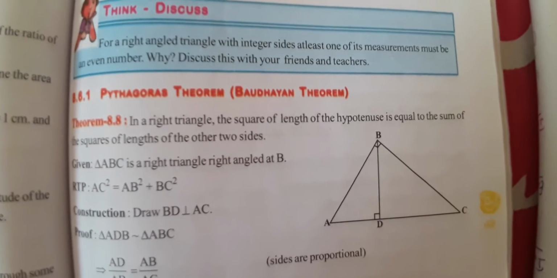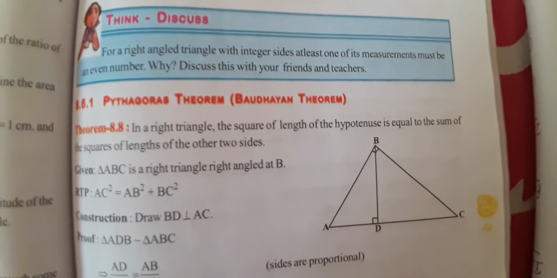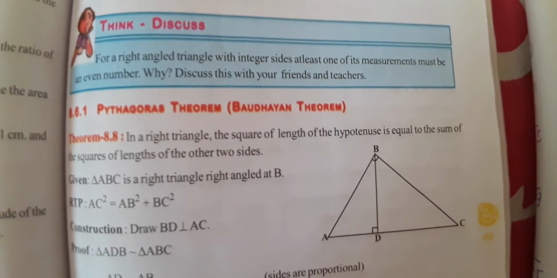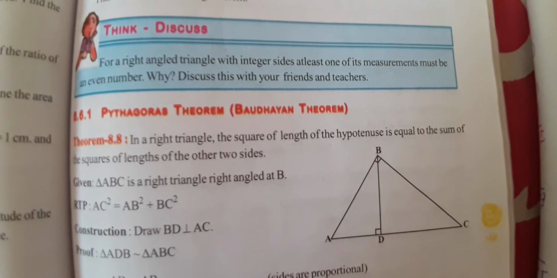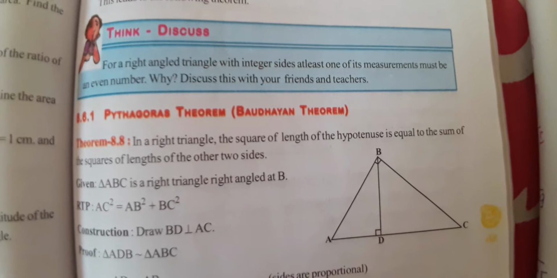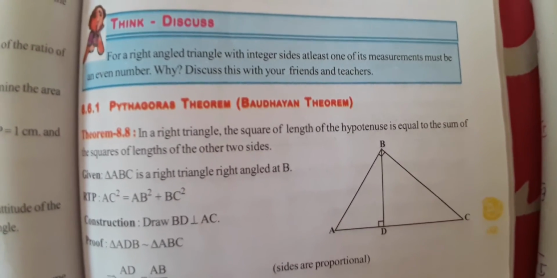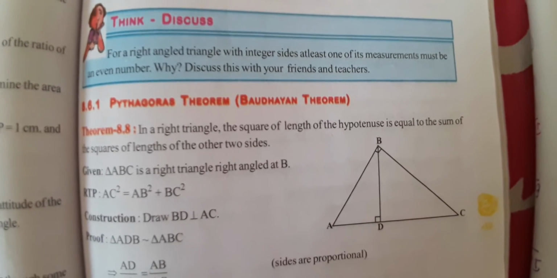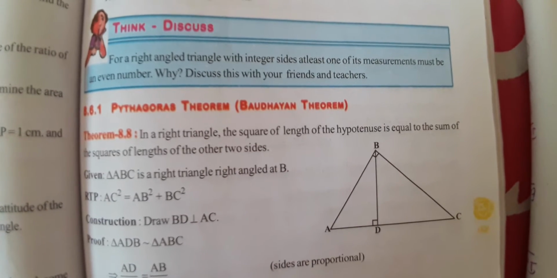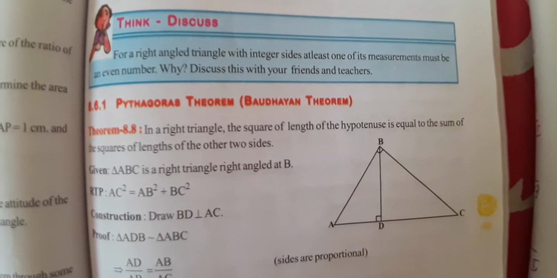Now from the diagram we have to prove AC square is equal to AB square plus BC square. That's the meaning of the statement. Let's read out the statement. In a right angle triangle, the square of the length of the hypotenuse is equal to the sum of the squares of the lengths of the other two sides. This is how you put it in words. You have done many problems based on right angle triangles. So AC square is equal to AB square plus BC square. Of course, the proof part we are going to see now.